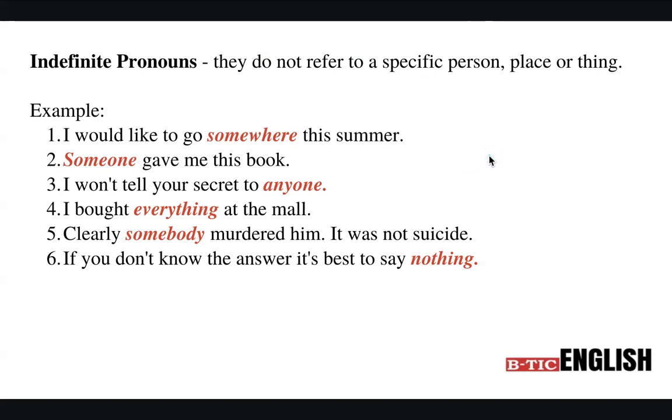Or I can ask, who gave you this book? He might say, someone. Now, where is somewhere? Who is someone? You don't know. This is called indefinite pronouns. Clear? It does not refer to a specific person, place, or thing. Could you please read the examples?